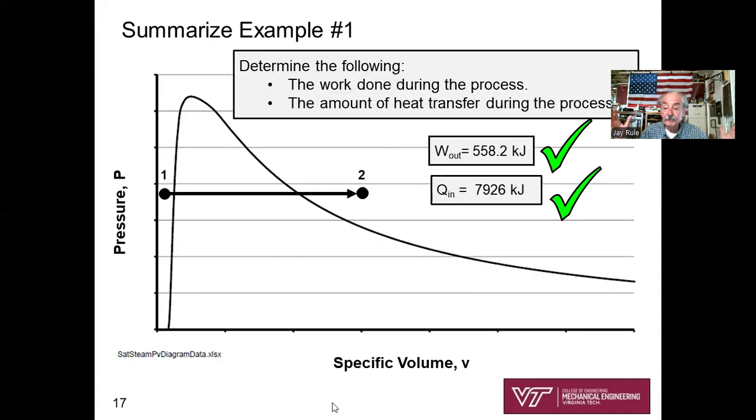So there we go. We have fully solved the problem with the help of our PV diagram. And so there it is. There's our summary. The work out, 558.2 kilojoules. The heat added, 7,926 kilojoules. That's an example of a constant pressure process and the way we used our PV diagram to great advantage.